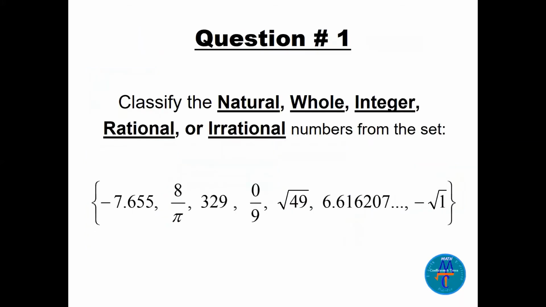Let's see question number 1. Classify the natural, whole, integer, rational or irrational numbers from this set. We have 1, 2, 3, 4, 5, 6, 7 numbers there. Classify, so make a list and tell me which numbers here are natural, which numbers are whole, which numbers are integer, which numbers are rational, which numbers are irrational.